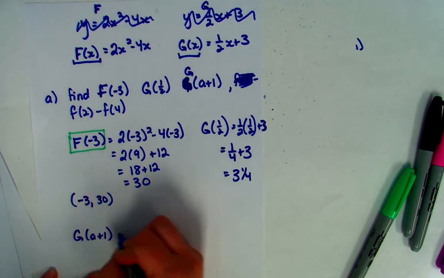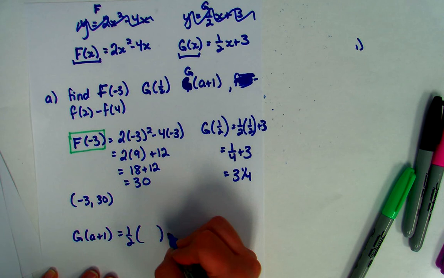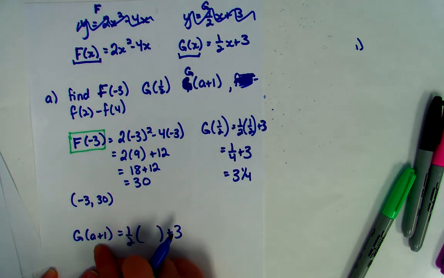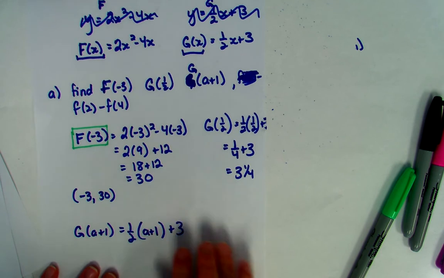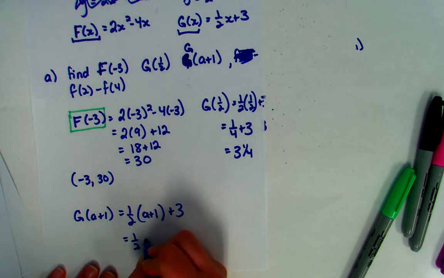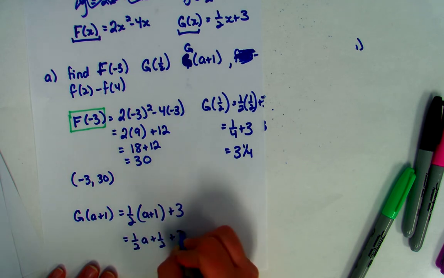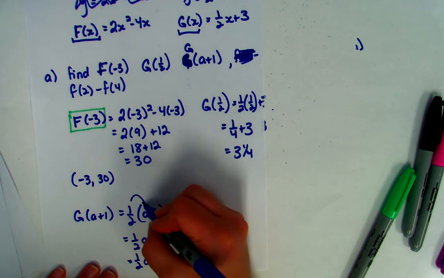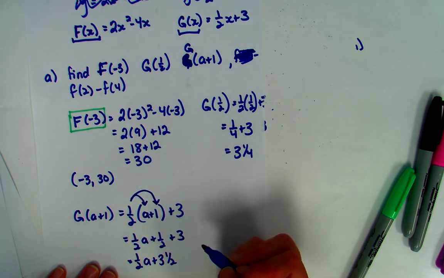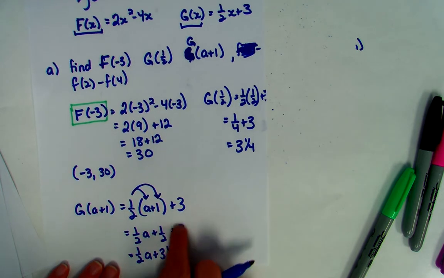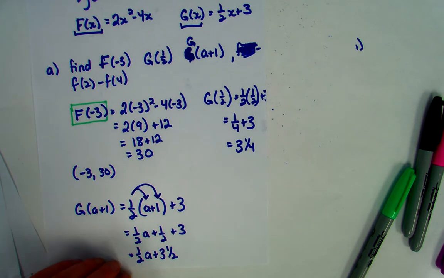G at a plus 1 is 1/2 x plus 3. That's the definition for G. In this case, my x is a plus 1, and because it has more than one thing happening, I have to use brackets. So this is going to give me 1/2 a plus 1/2 plus 3, or 1/2 a plus 3 1/2. I distribute the 1/2 in. 1/2 times a is 1/2 a. 1/2 times 1 is 1/2. I have my 3, and 1/2 plus 3 is 3 1/2.